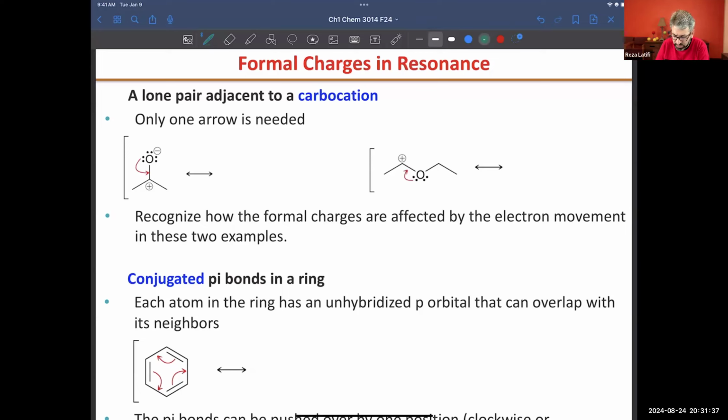For example, in this case, you can draw it this way. You can share one of the lone pairs from oxygen with the neighbor carbon, and the positive charge will disappear from carbon, and it will move and show up on oxygen. So now carbon is octeted. Carbon will be happy. Oxygen is octeted as well, but oxygen got a +1 charge.